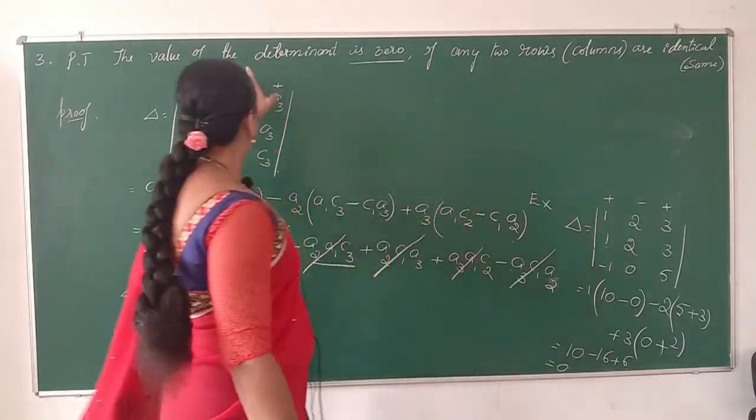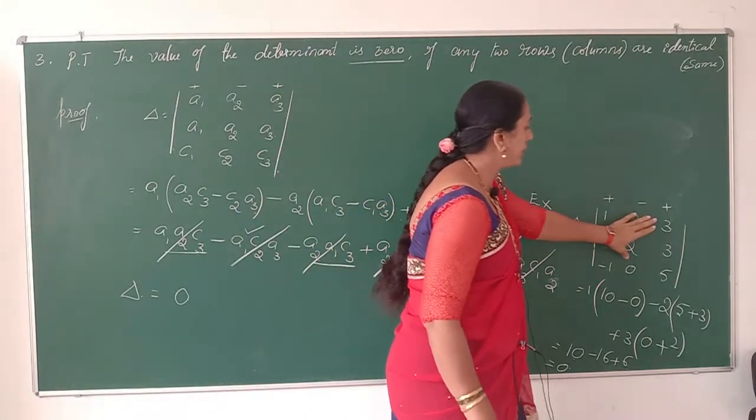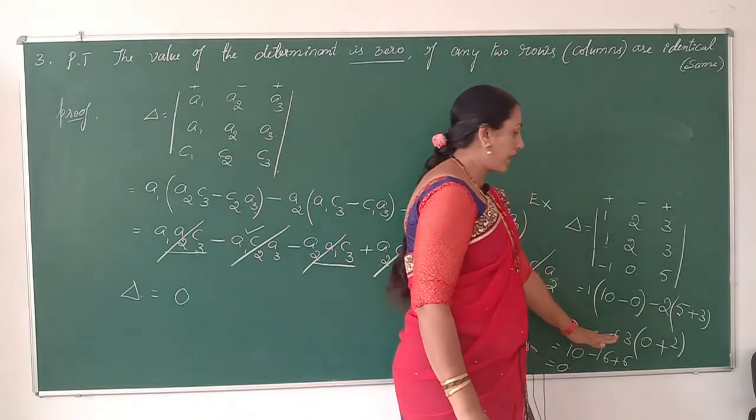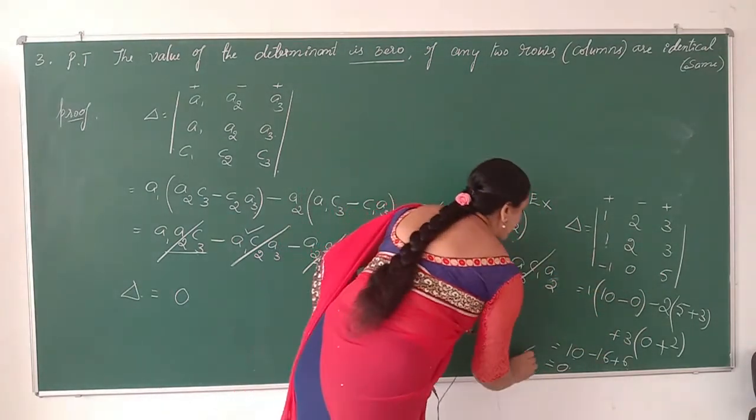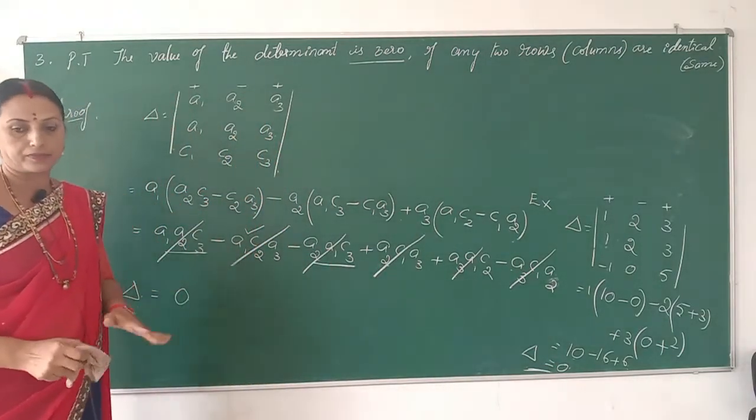What about an application of that property? Suppose any two rows or columns of the determinant are identical, these procedures are not necessary. It can be written directly that the value of the determinant is 0 by using that property.